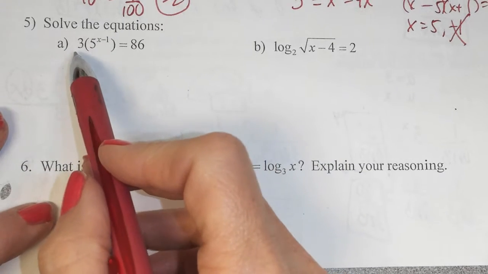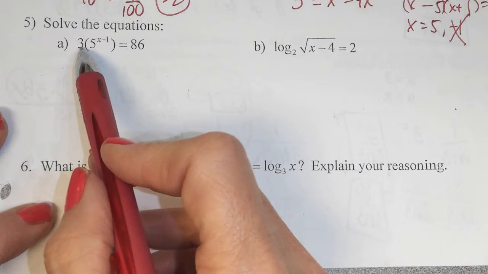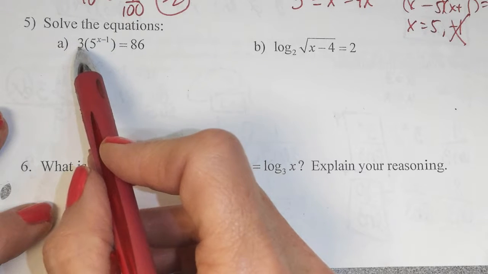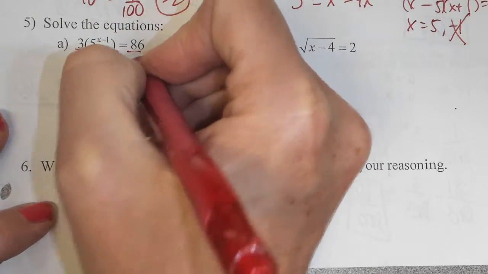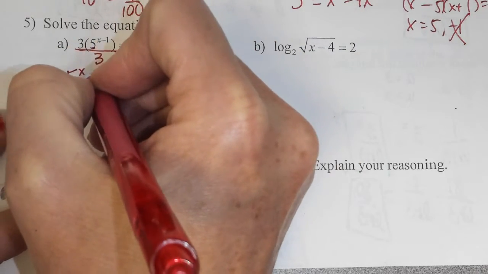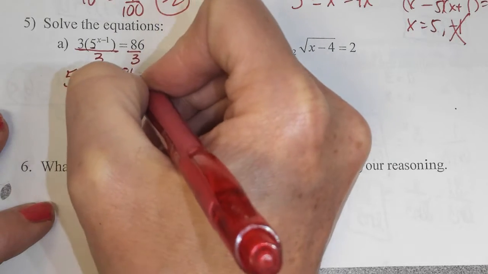All right, solving. First thing we want to do is to get rid of this coefficient. Sometimes I see people multiply 3 times 5. You cannot do that. All you can do is divide by 3. So we will now have 5 to the x minus 1 equals 86 thirds.